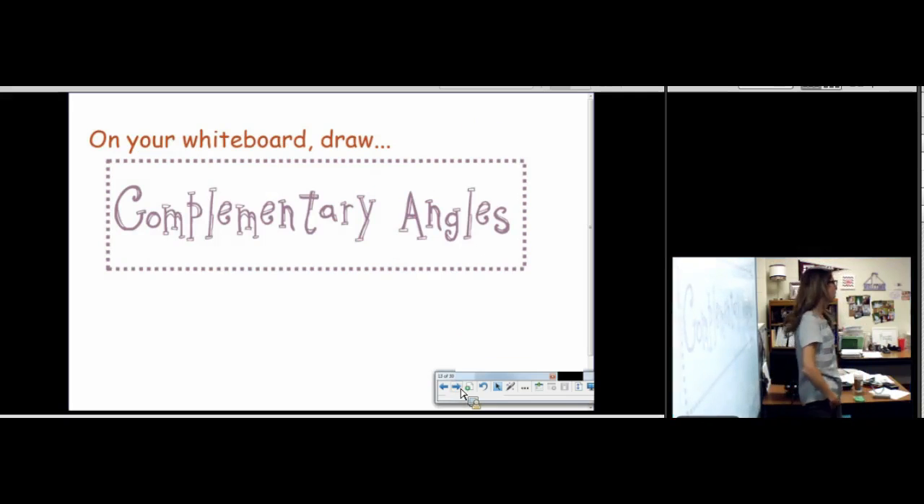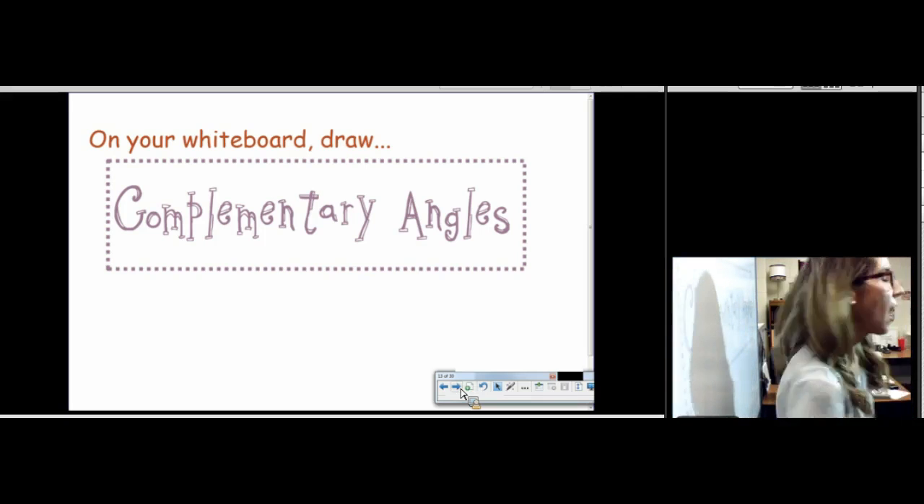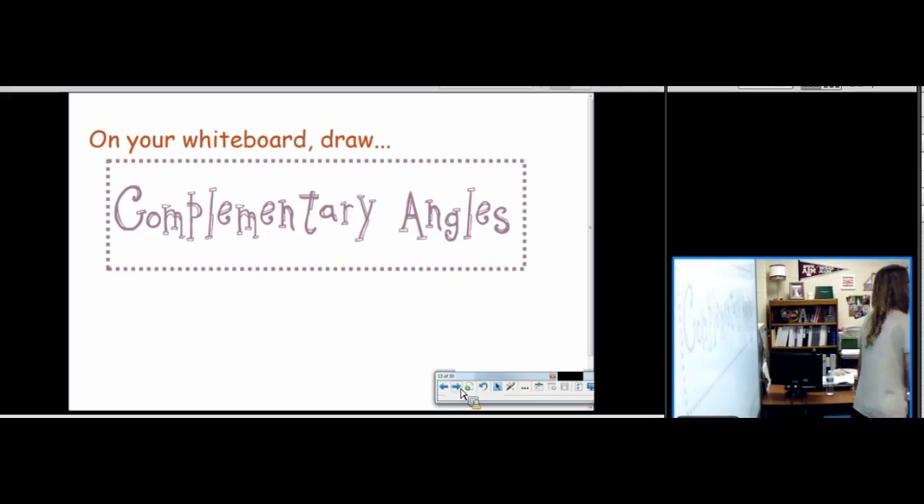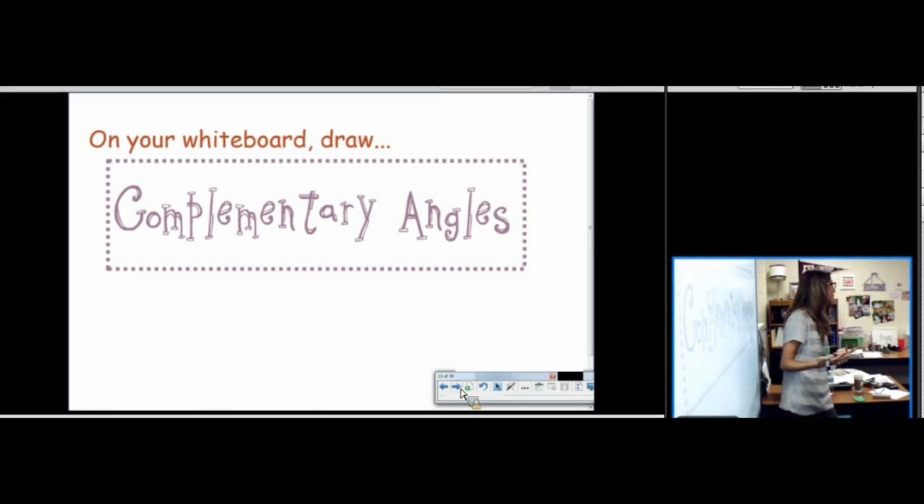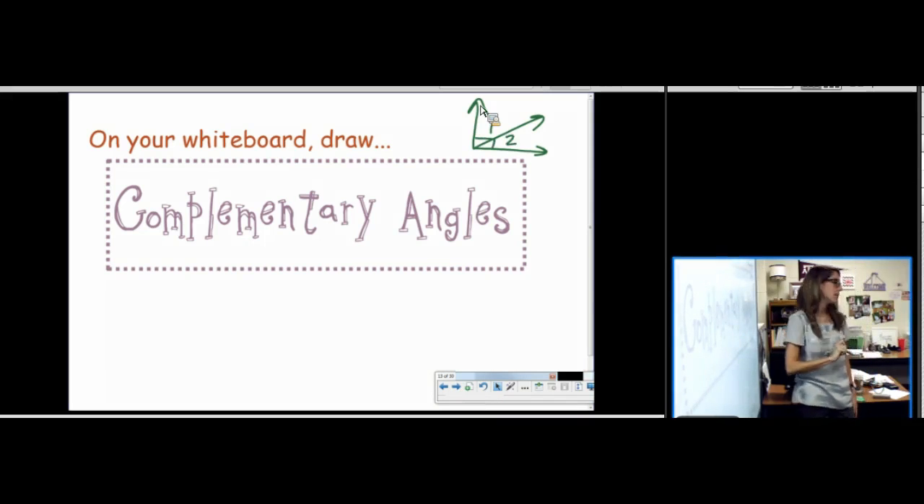Draw me complementary angles. Go. Another trick to remember complementary is you can remember this phrase: it's right to give a compliment. Like that's the right thing to do, right? What does it mean if it's a right angle? How many degrees? 90. So that's another way you can remember complementary angles. It's right to give a compliment. Complementary angles add up to 90.